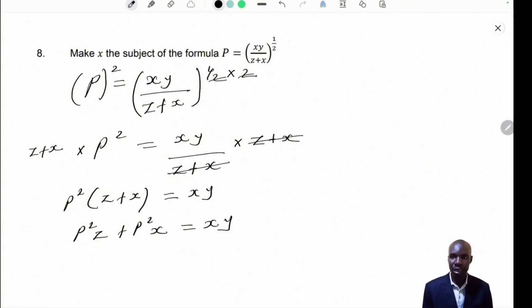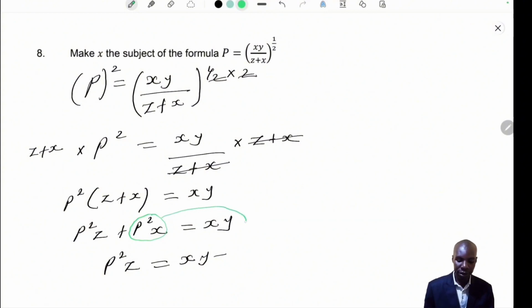Our aim, don't forget, is to make x the subject. So the x family, we can bring them together. Let's do away with this first. And so on the left-hand side, we'll be left with p squared z should be equal to xy minus, because if p squared x goes to the right, it becomes minus. So minus p squared x.